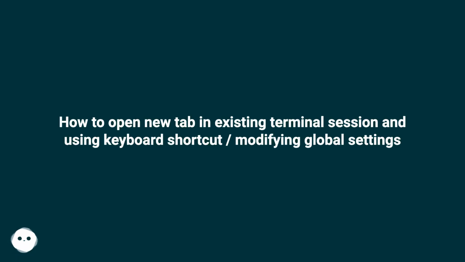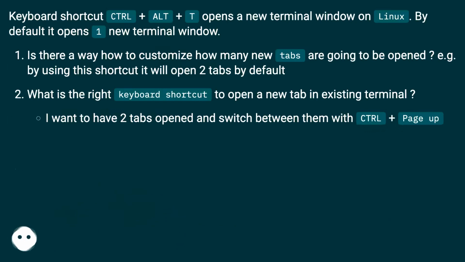How to open a new tab in an existing terminal session, using a keyboard shortcut and modifying global settings. The keyboard shortcut Ctrl+Alt+T opens a new terminal window on Linux. By default it opens one new terminal window.